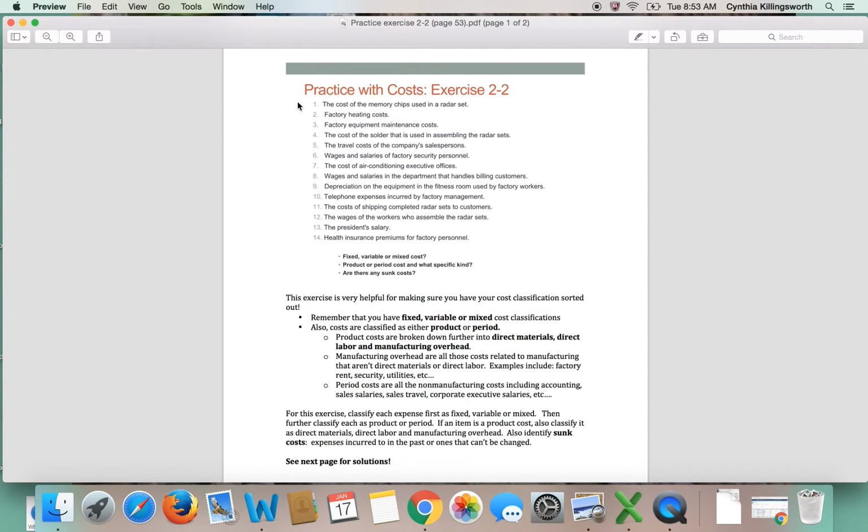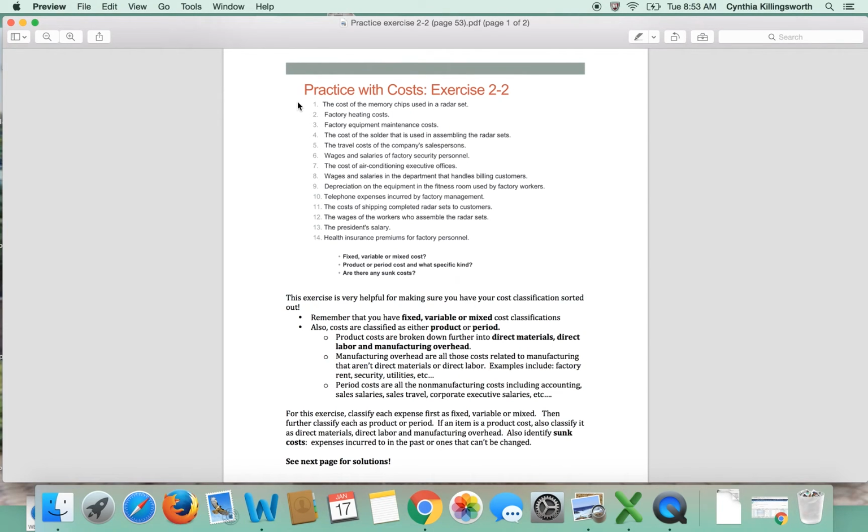Okay, number three, factory equipment maintenance costs. Same as number two, it's variable, and it's a product cost, and it's a manufacturing overhead cost.